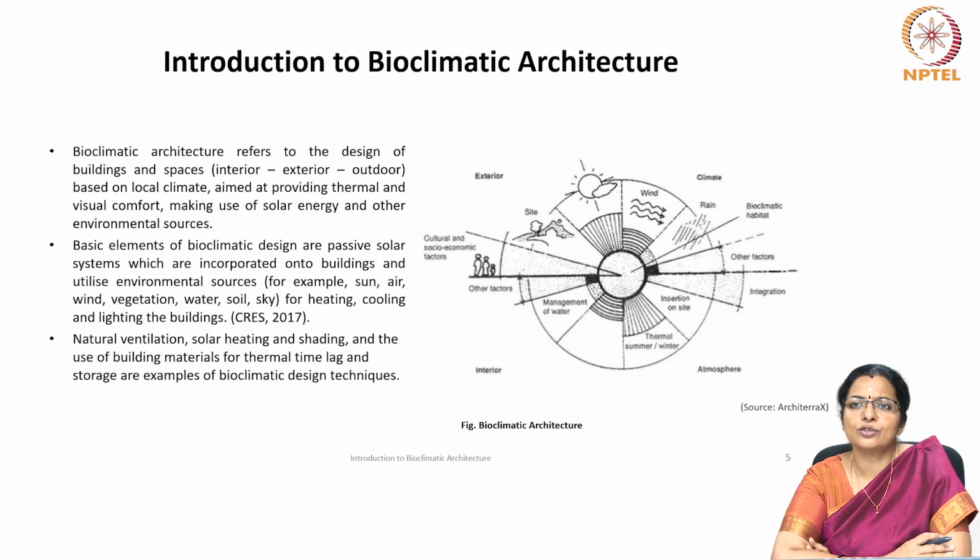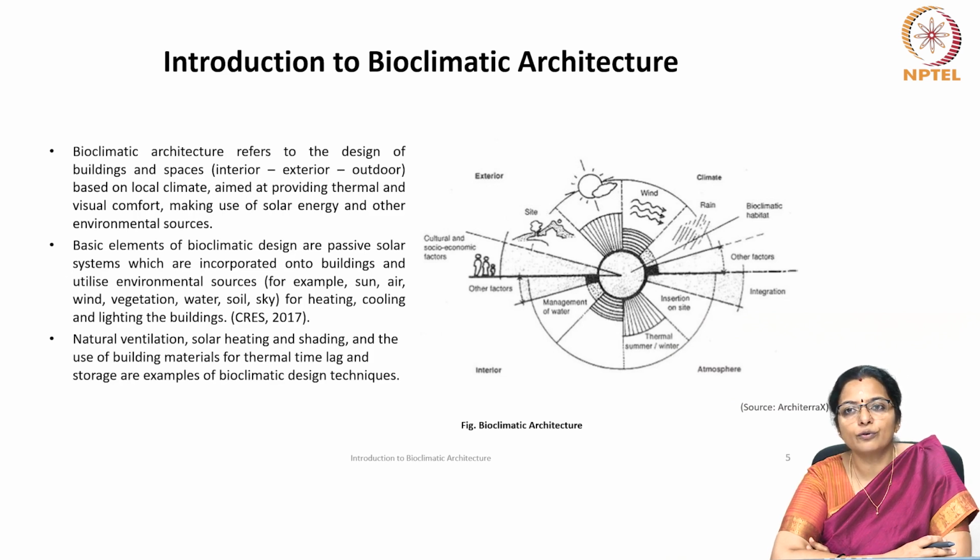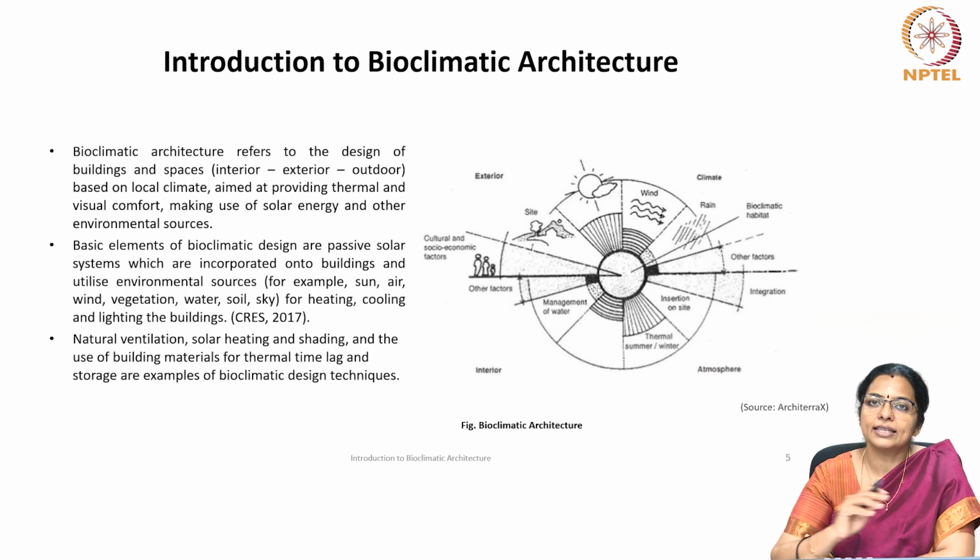The basic elements of bioclimatic design include the solar passive systems which, when incorporated into buildings, can utilize environmental sources such as the sun, breeze, vegetation, we can use even water, soil, sky, etc. for heating, cooling and lighting the building. Natural ventilation, solar heating and shading, and the use of building materials for thermal time lag and storage, these are small examples of bioclimatic design techniques.